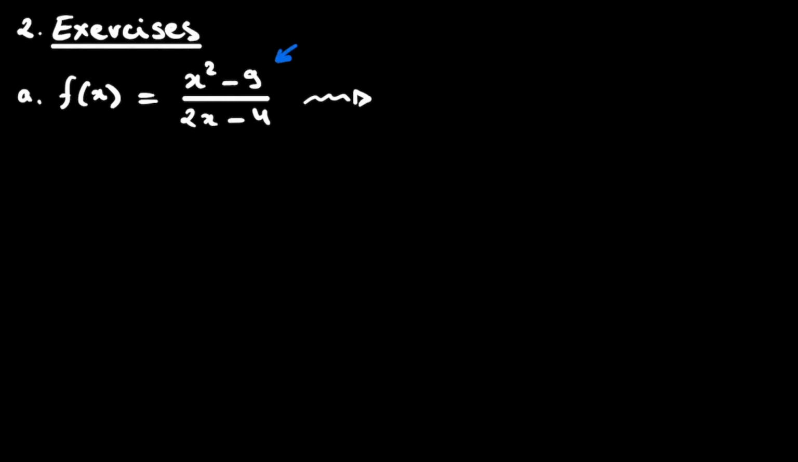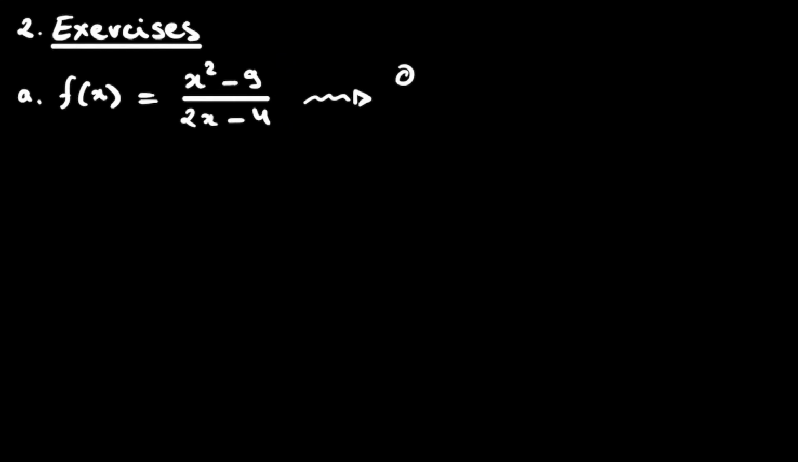In the first exercise, we are looking at the function f of x, which is equal to x squared minus 9 divided by 2x minus 4. And the exercise here, obviously, is to find whether it has a slanted asymptote, and if it does, to find its equation. And the first rule says that we indeed have a slanted asymptote if the order of the numerator is 1 larger than the order in the denominator.